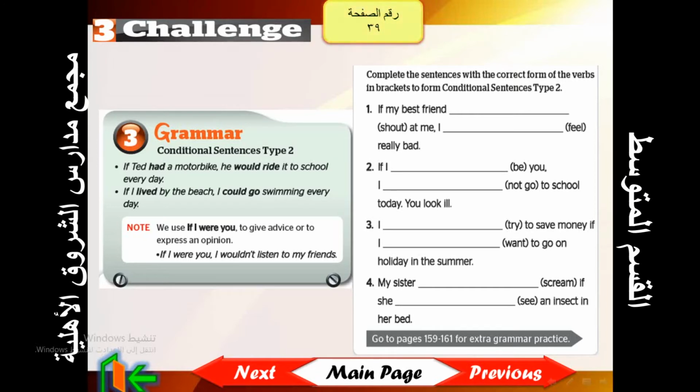Who can answer? If my best friend, here I need the past simple in the first sentence. Second sentence, would or could plus verb 1. Okay, the right answer: if my best friend shouted at me, I would feel really bad.